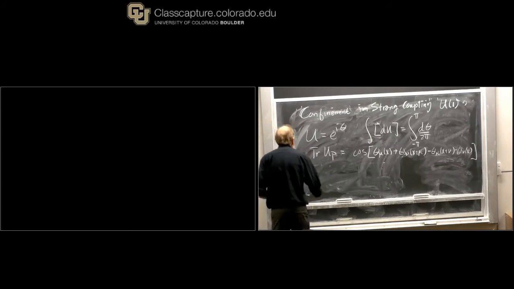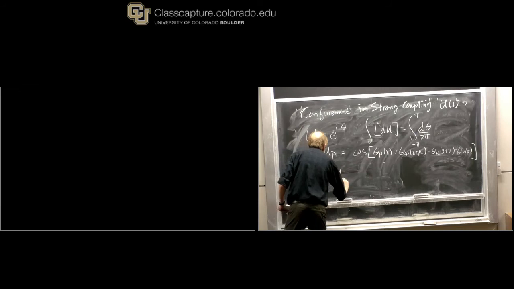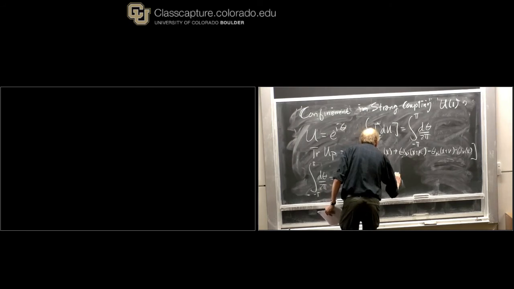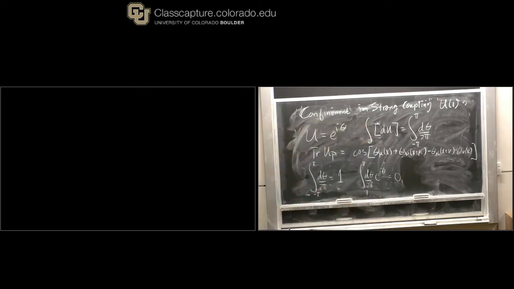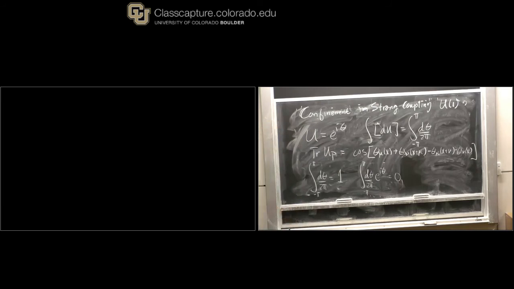And now we have to know two integrals. The integral of dθ over 2π from −π to π is equal to 1. The integral of dθ over 2π from −π to π of e^{iθ} is 0. There's probably some fancy group identity for this, like the integral of U dU is 0, but I don't know it. This is all we need. So these are the integrals that we need. Now I want to calculate the Wilson loop.